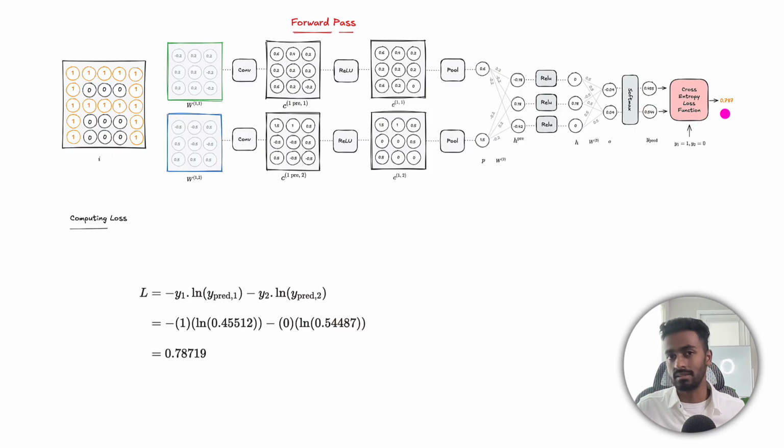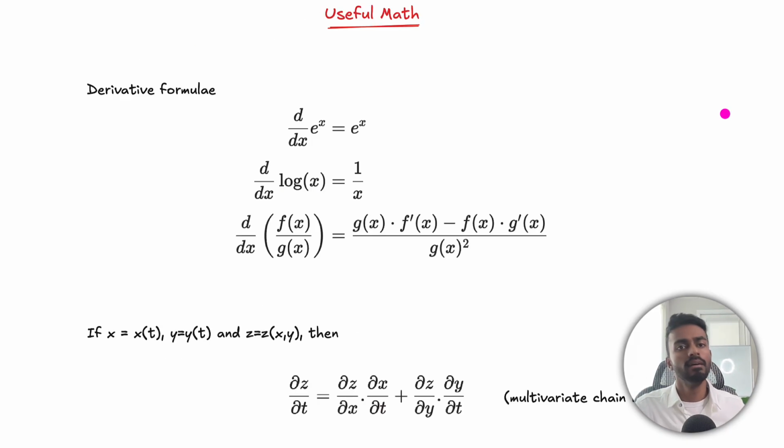So I hope all of this makes sense. Now, in order to compute the gradients, which is the backward pass of this backpropagation algorithm, I thought some useful math would be right here. For example, the derivative of e to the power of x with respect to x is just the same thing, e to the power of x. The derivative of log x with respect to x is going to be 1 over x. The derivative of one function divided by the other, f over g, is going to be g of x times the derivative of f of x minus f of x times the derivative of g of x, divided by g of x whole squared.